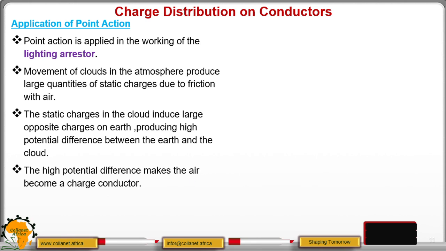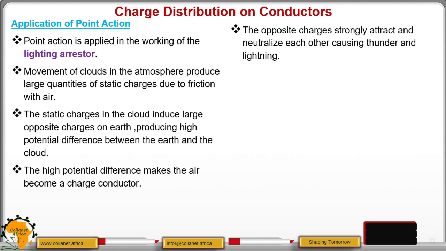Because now we have the cloud and the earth, and between the cloud and the earth we have the air particles. We have talked of the potential difference. So when the air particles connect the cloud and the earth, those air particles act as a conductor. They are conducting the charges, making the charges flow. Now, the opposite charges strongly attract and neutralize each other, causing thunder and lightning.